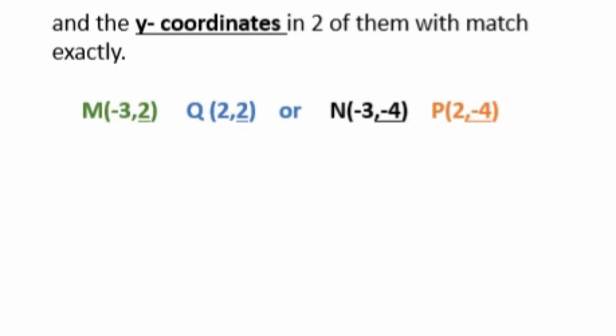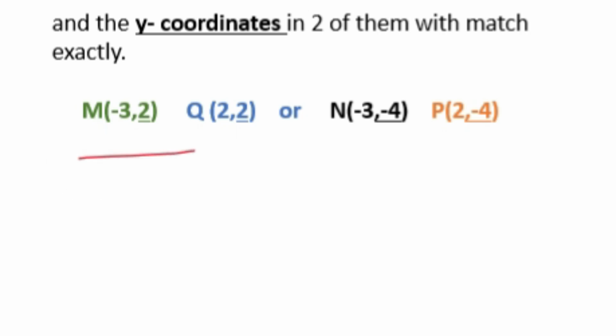Now for the y coordinate, same thing. We're going to have 2 of them that match. We can see M and Q both have a y coordinate of 2, or we could use N and P where both y coordinates are -4. Those are the ones that are underlined. Again, we're going to find the width, what goes across.